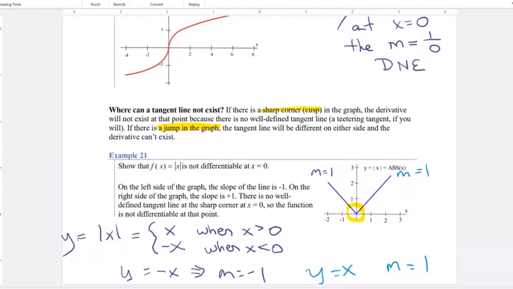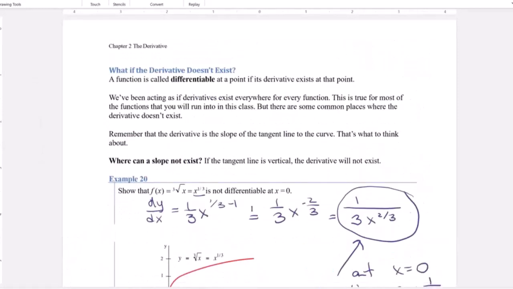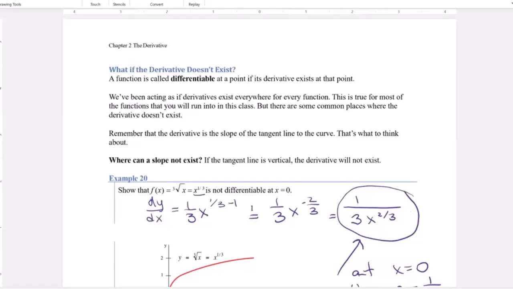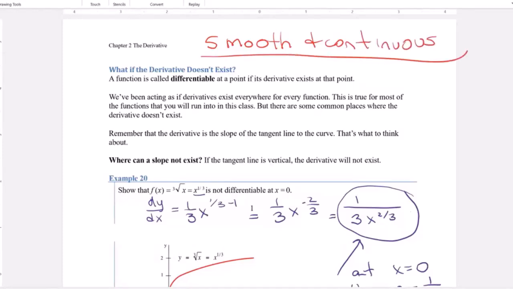And how would we figure out, sorry, this should be negative 1. How would we figure out what it is at 0? Because it's coming in at such a sharp corner that we can't find the derivative there. I think I've said this before. I'll say it again. I don't know if it'll be for the last time, probably not. We want smooth and continuous functions if we want to take the derivative. And you'll get used to those terms.